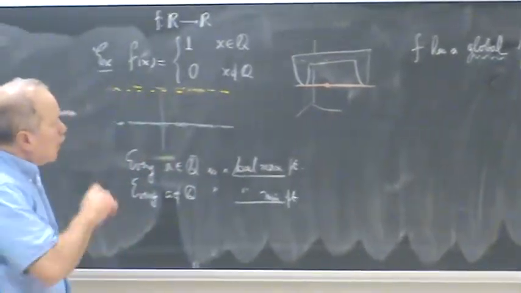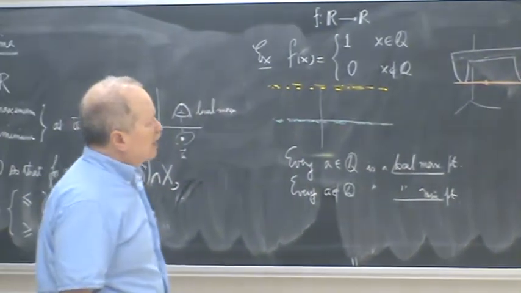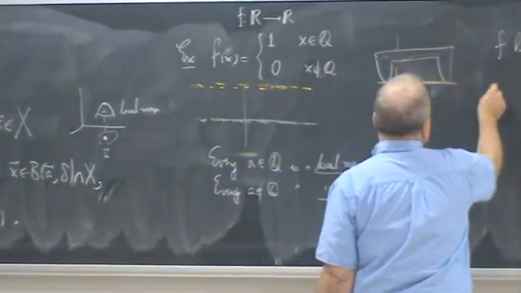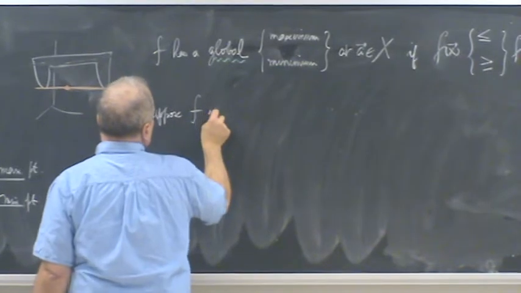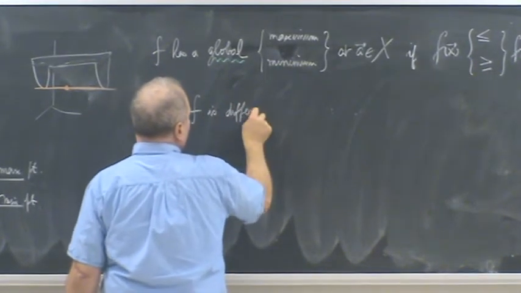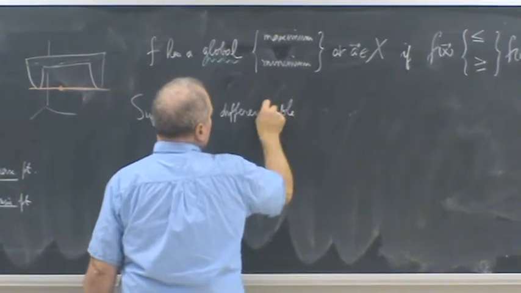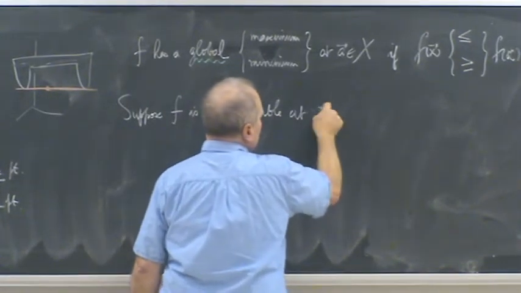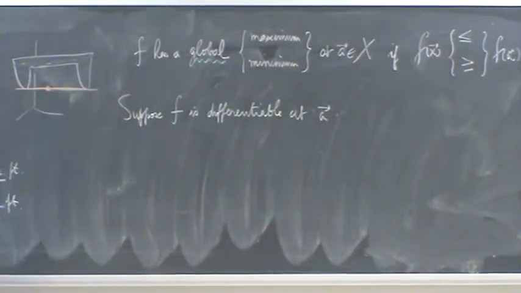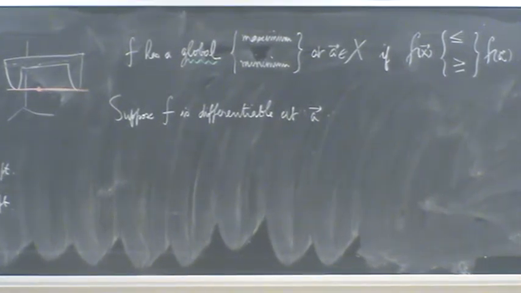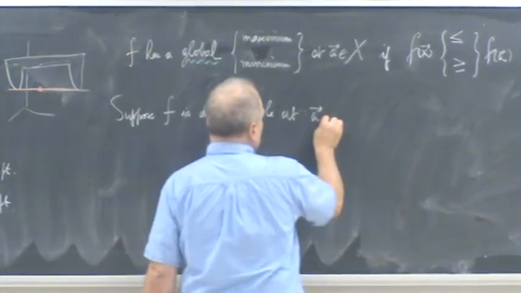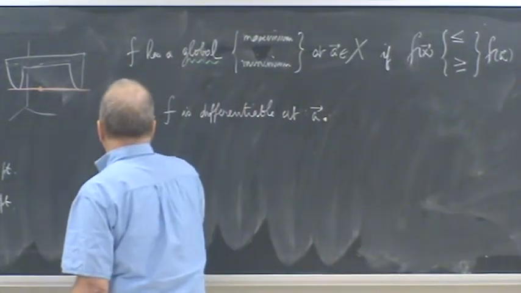Now, suppose f happened to be differentiable at a point. How would you detect that it might be a local max or a local min? Since the derivative is 0. Yeah. Well, it's an f to our function.